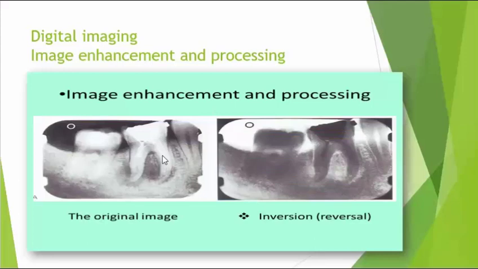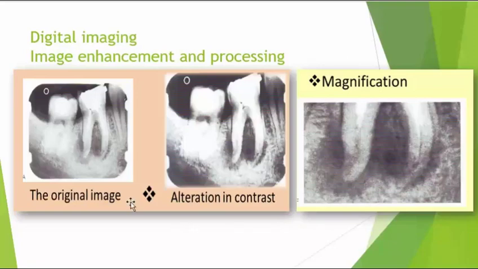The first advantage is we can invert the color. The area of radiolucency in the original image will be highlighted as radiopacity. This will give us a clear view of areas of interest. Also, we can have alteration in contrast. As you can see, this is the original image. This is the image after alteration in the contrast. You can see the highlighted area here is more clear. We can also have a magnification of the area of interest, as you can see in this picture.